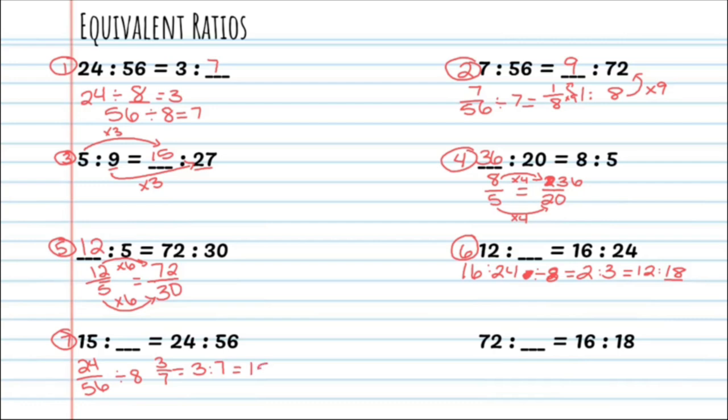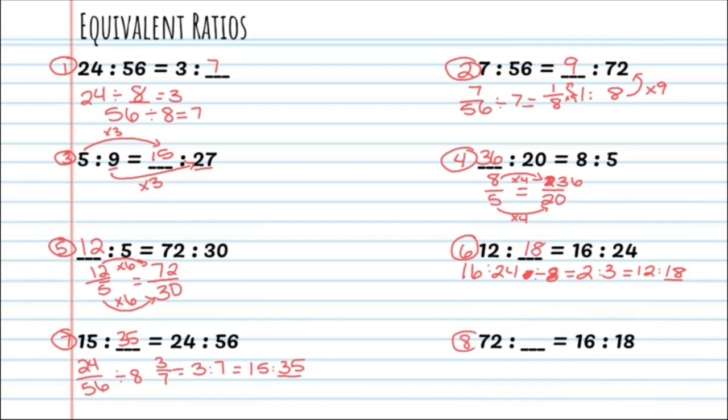Now we want to compare that to 15 to what? And we want to find what the equivalent ratio is going to be. 3 times 5 gives us 15, so 7 times 5 would give us 35. And we have 35 here. And I apologize, I just realized I never came up here and wrote 18 in the answer.